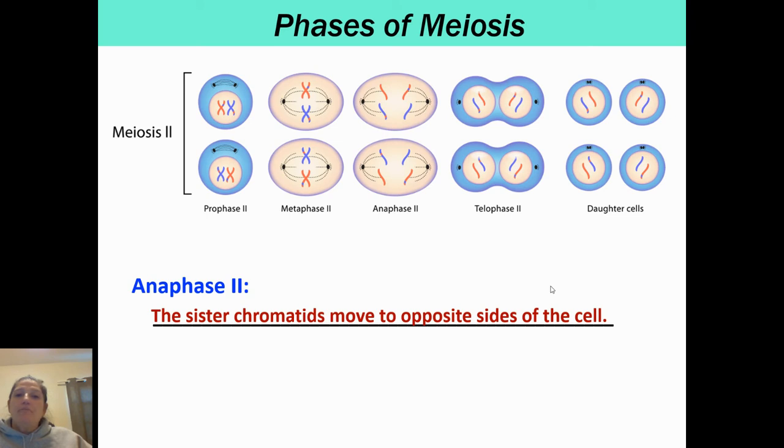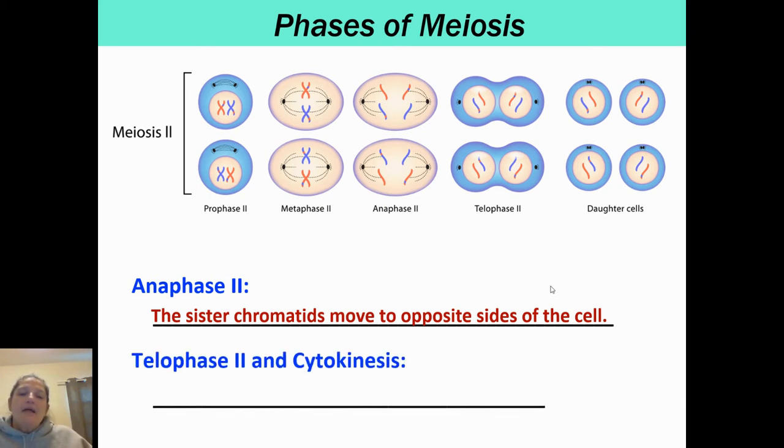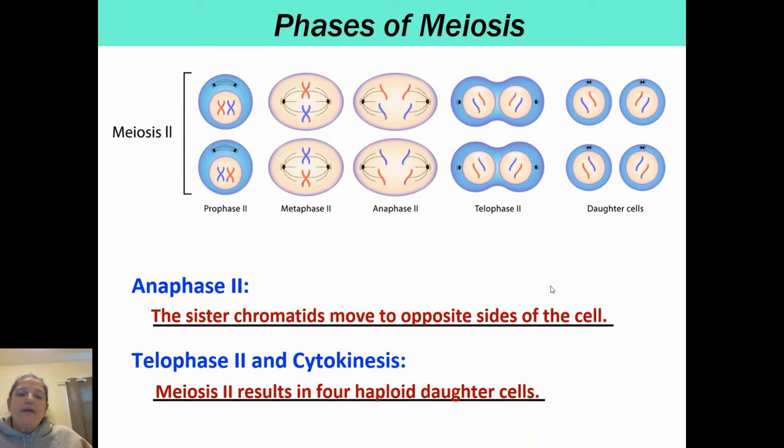Anaphase 2, big surprise, they move away from each other. They move towards opposite sides of the cell. Anaphase away, we remember that. Telophase and cytokinesis, again, for meiosis 2, we now have 2 separate nuclei, and the cytoplasm pinches off. And we now have a total of 4 haploid daughter cells.